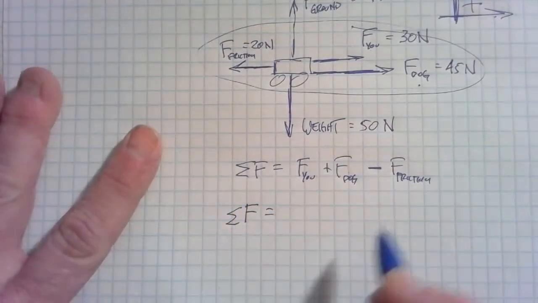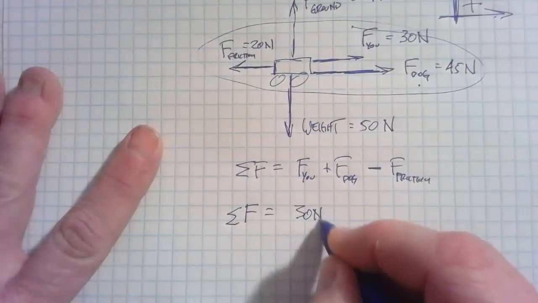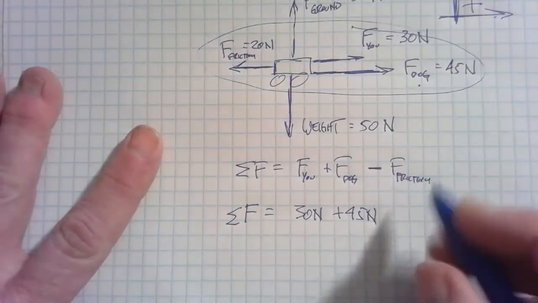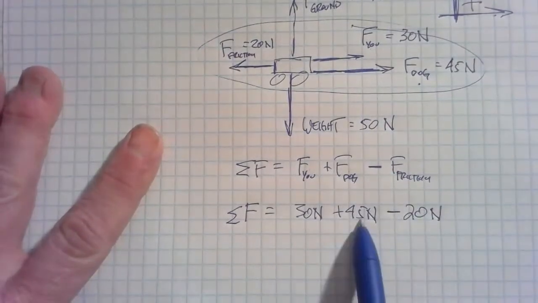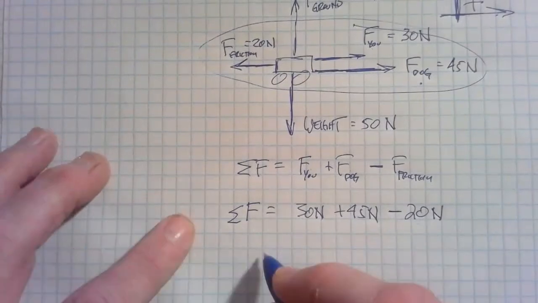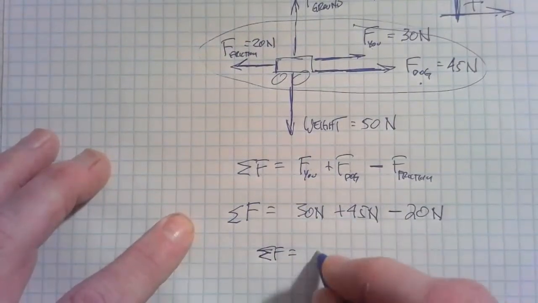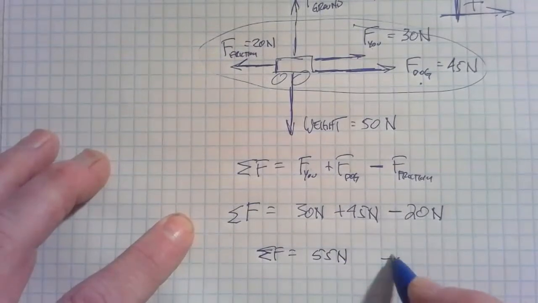The net force, the end result, we plug in the numbers. Your force is 30 newtons. The dog's is 45. Friction is, take away 20. 30 plus 45 is 75, but take away 20, that's down to 55. So the net force on your cart would be 55 newtons positive, so we would definitely know it's to the right.